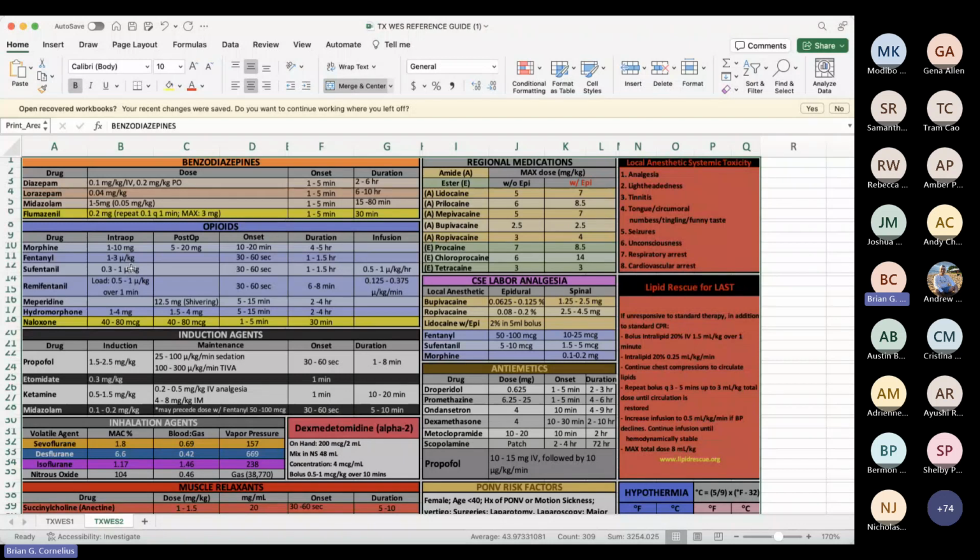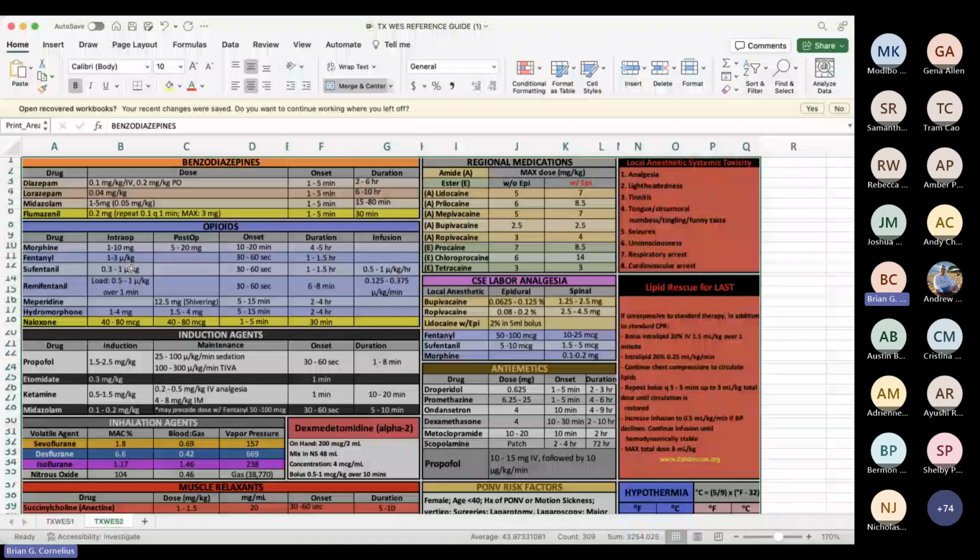Fentanyl is generally supplied as 50 mics per ml. Morphine is highly variable, and hydromorphone usually comes in 2 milligrams per ml and gets reconstituted to 1 milligram per ml. So be very familiar with the concentrations you have available, because a lot of times when those things change, that's where we get into medication errors, because we didn't notice that it had changed.